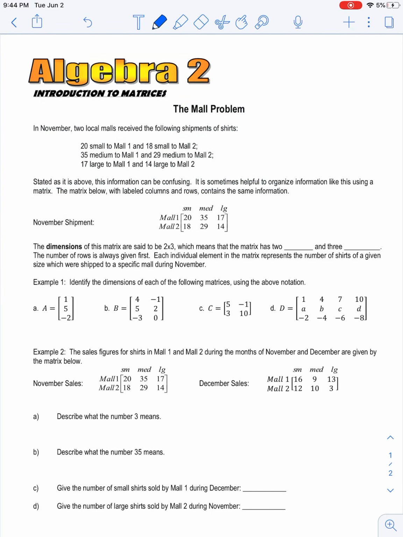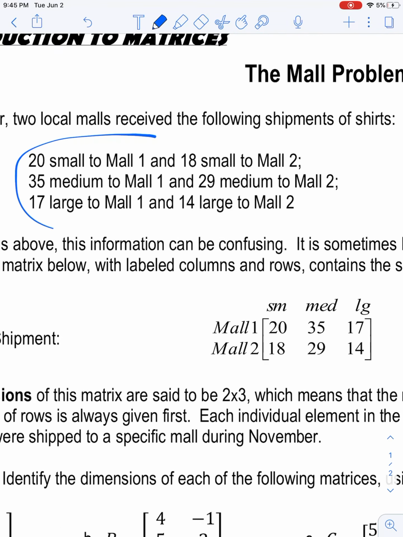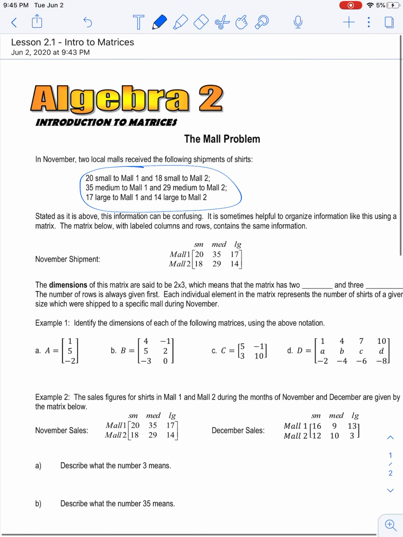All right, Unit 2 is about matrices, and for this first lesson, we're going to do an introduction to matrices by looking at a small problem. It says that in November, 2 local malls received the following shipment of shirts, and here we're given this information. So it tells us how many small are at each mall, how many medium shirts are at each mall, and then how many large shirts are at each mall.